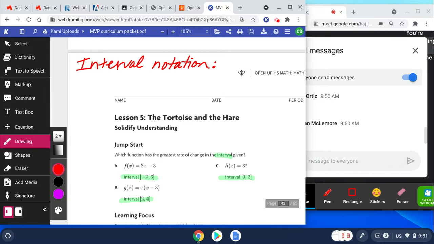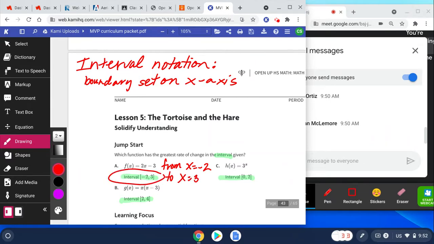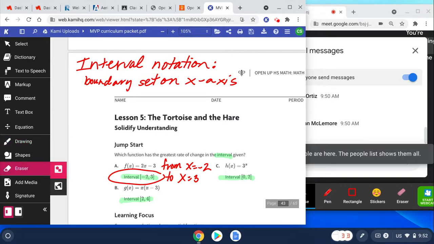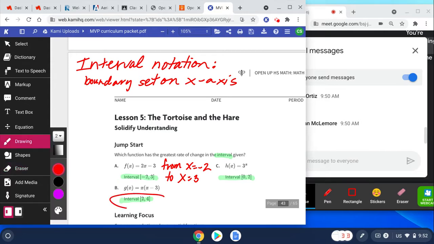So interval notation is a boundary set on the x-axis given to us in values with little parentheses. For example, in Jumpstart Part A, it says that the interval is from -2 to 3. That means that my boundary is a graph that goes from x equals -2 to x equals 3. So all this is saying when I read this is, I say to myself, from -2 to 3. That is interval notation.